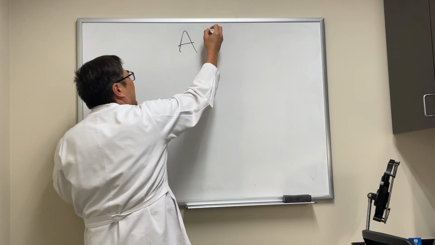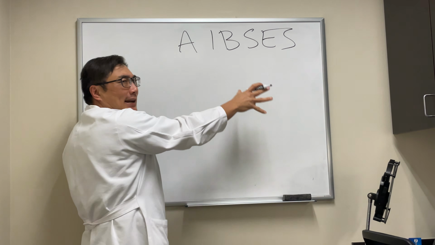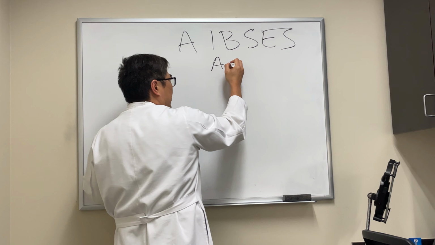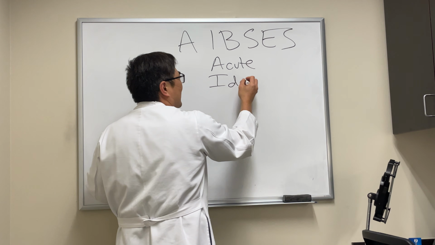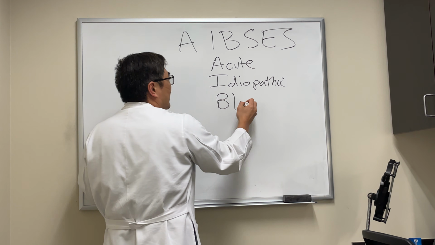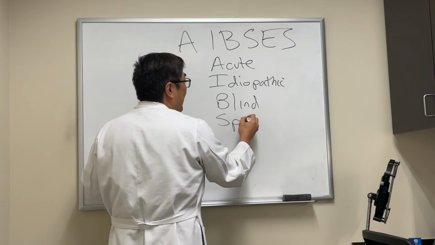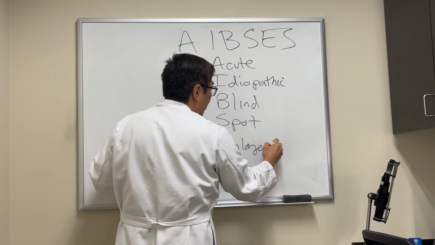So I'm going to talk to you about acute idiopathic blind spot enlargement syndrome. It is exactly what it says it is. It's acute, happens right away. It's idiopathic, which means there's no cause. And it's enlargement of your blind spot. So it is an acute idiopathic blind spot enlargement syndrome.